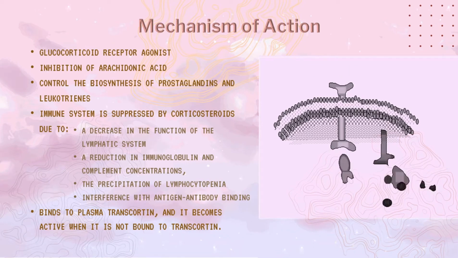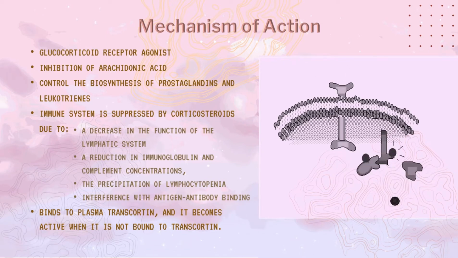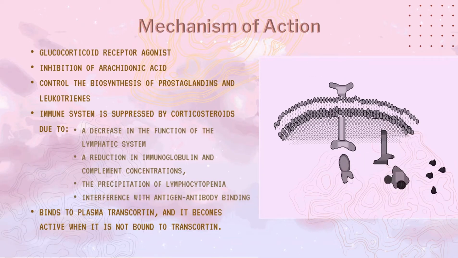Mechanism of action. FLUNISOLIDE is a glucocorticoid receptor agonist. The anti-inflammatory actions of corticosteroids are thought to involve lipocortin, phospholipase A2 inhibitory proteins, which through inhibition of arachidonic acid, control the biosynthesis of prostaglandins and leukotrienes.